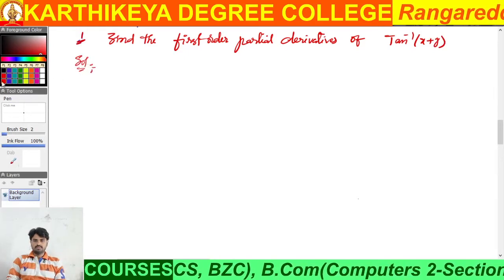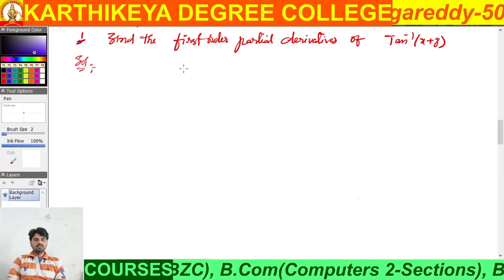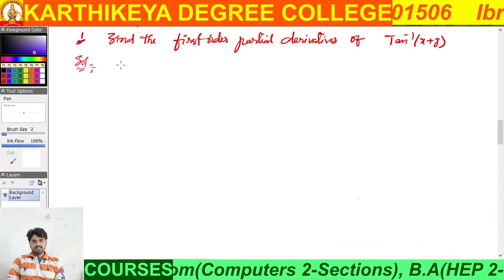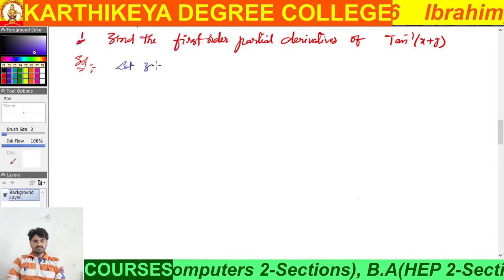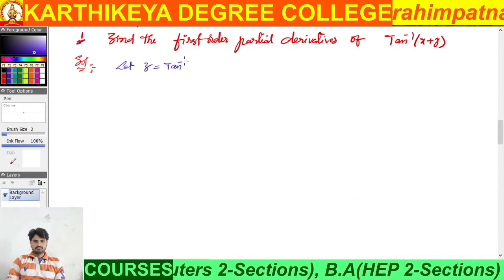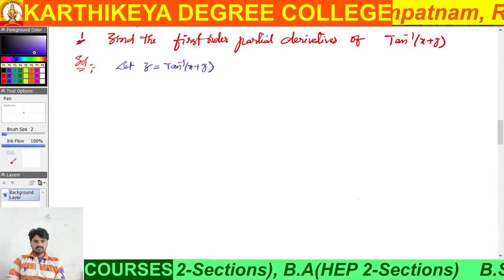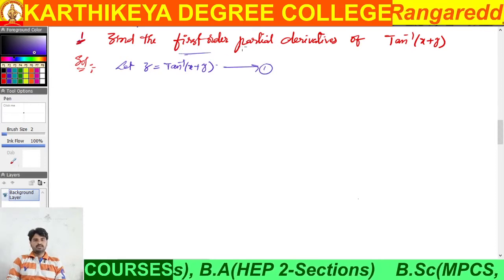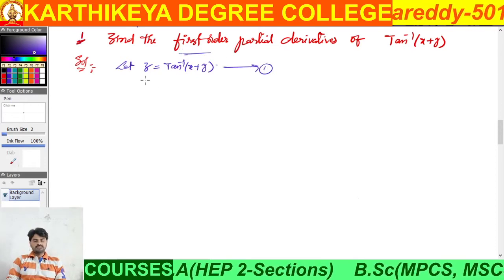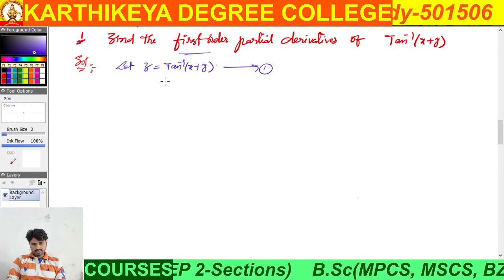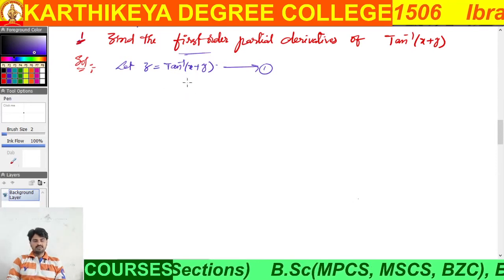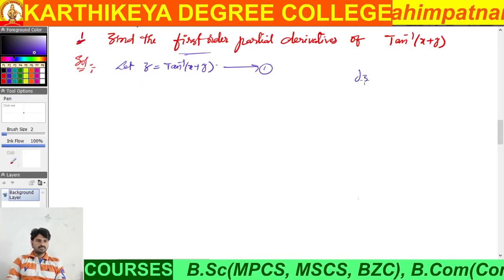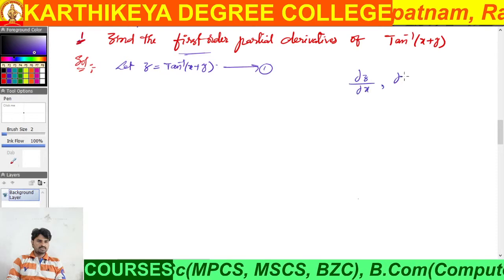So the solution I am going to write here. What is the given function? You have seen tan inverse of x plus y. So let us take the given function z is equal to tan inverse of x plus y. What are we going to find here? First order partial derivatives. First order partial derivatives mean we differentiate this function one time with respect to x, and again differentiate the same function with respect to y. That means first order partial derivatives are dou z by dou x and dou z by dou y.